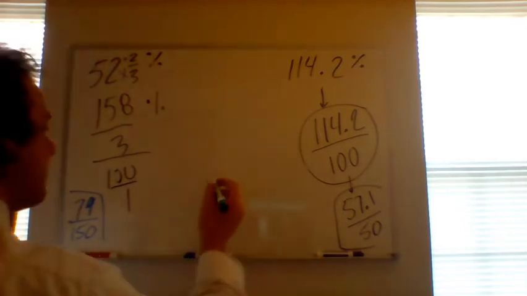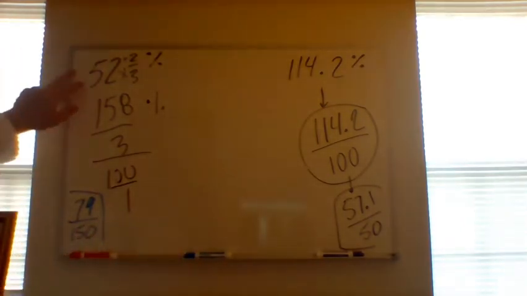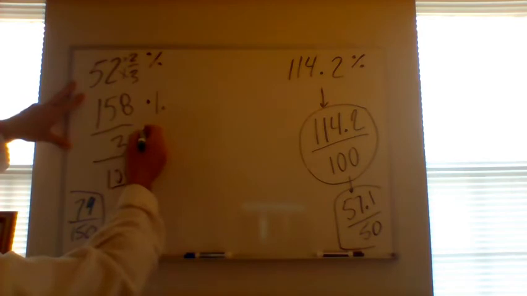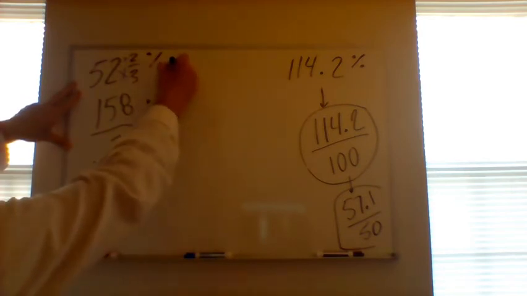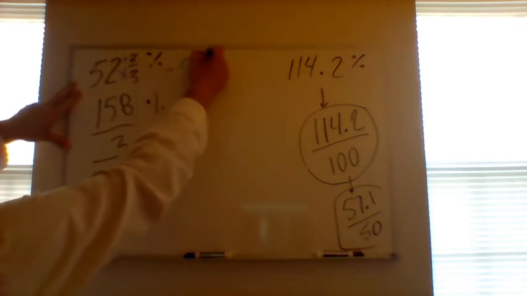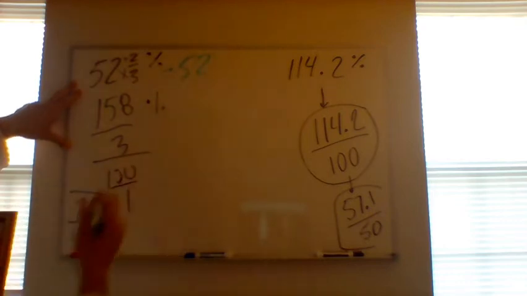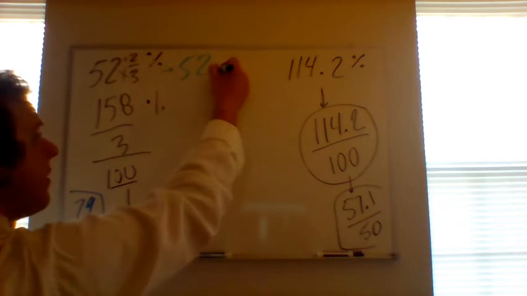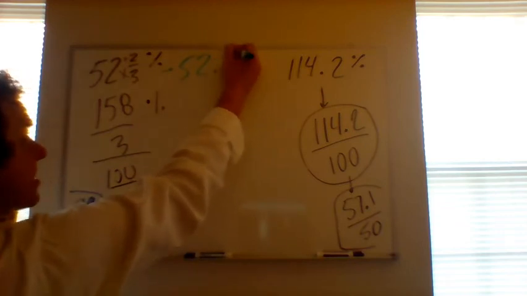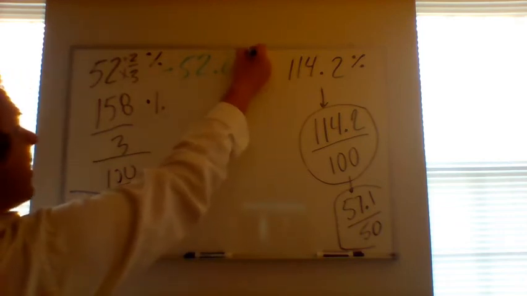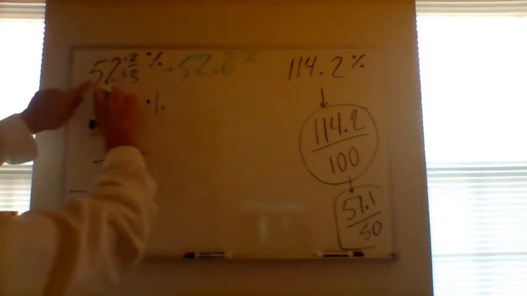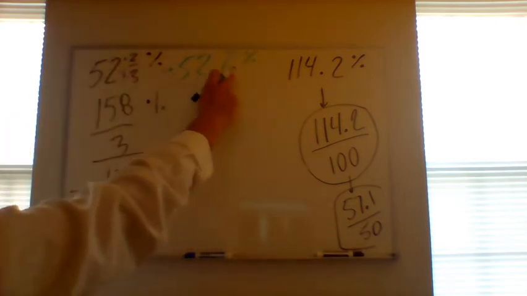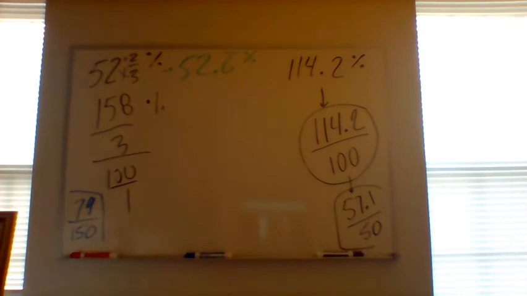So this problem is really hard because the decimal is really a fraction, right? So 52 and 2 over 3, okay? 52 and 2/3 is 0.6 repeating. Okay, so these are the same thing. 52 and 2/3 is 52.6 repeating. That's what that line means.